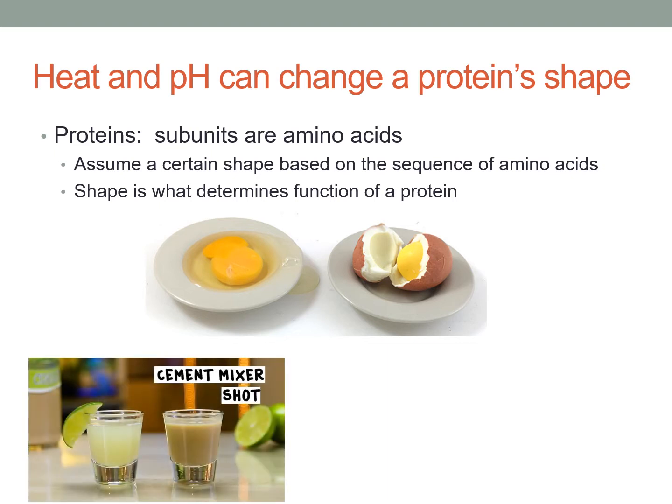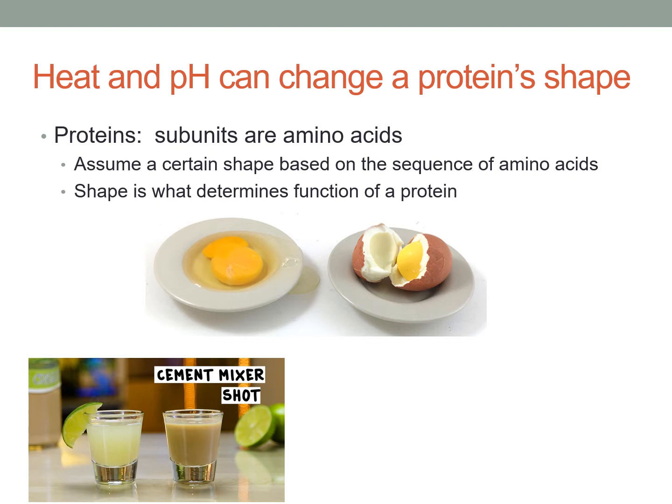Have you heard of a cement mixer shot? Okay, 2 people. Okay, 3. All right. So what this is, you take citrus juice, usually lime juice, and Bailey's Irish Cream, which is a cream-based liqueur. So cream comes from milk. It has a lot of fat and lipids in it, but it also has proteins in it, right? So you know milk has a lot of protein. So milk products have proteins in them.